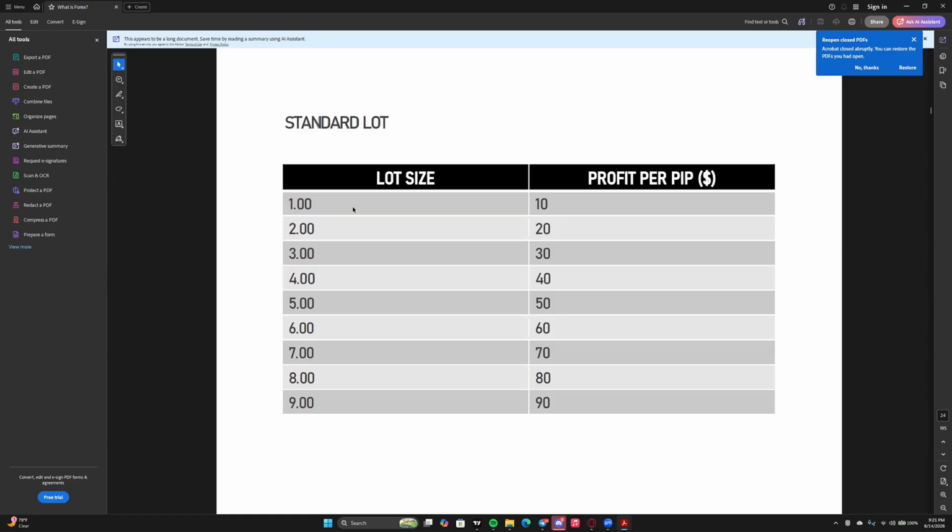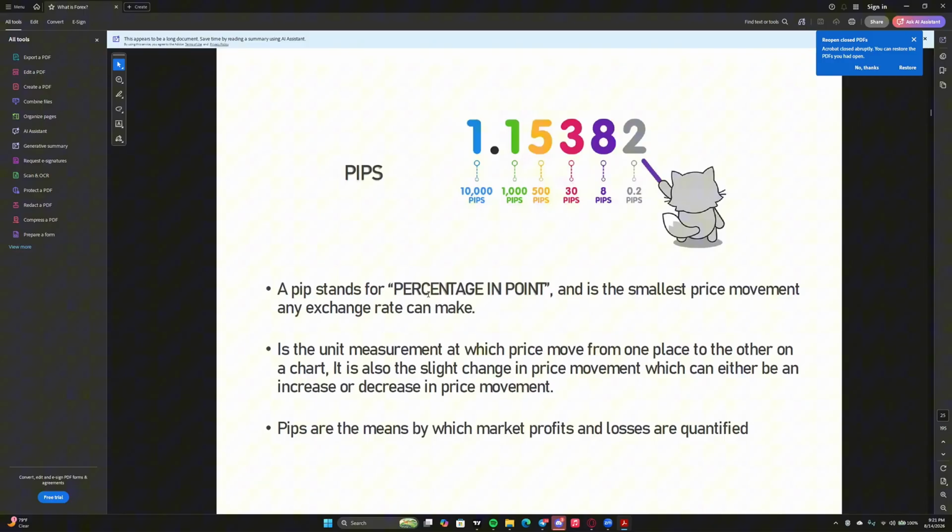So why standard lots? One standard lot per pip is $10. Two standard lots per pip is $20. Three standard lots per pip is $30. Four standard lots per pip is $40. Five standard lots per pip is $50. Six standard lots per pip is $60. Seven standard lots per pip is $70. Eight standard lots per pip is $80. Nine standard lots per pip is $90. So you just need to multiply.